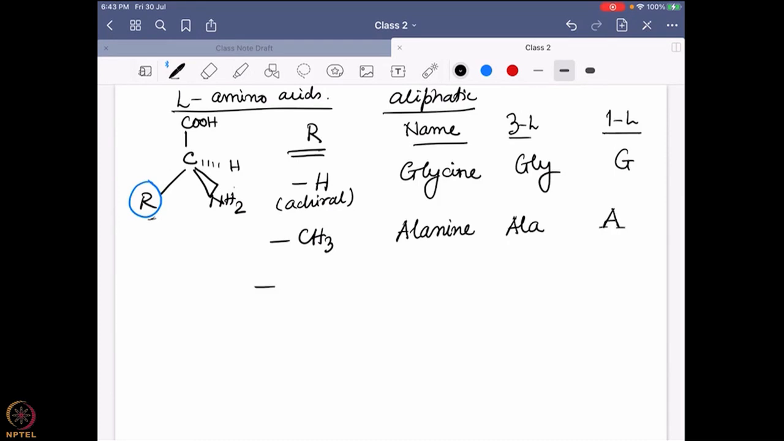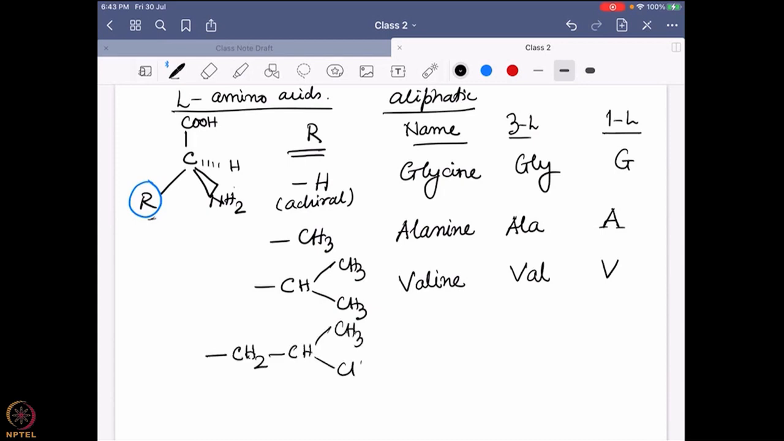The next one comes with an isopropyl. The name of this is valine. Three-letter code VAL, one-letter code V. Then the chain actually extends a bit. An extra CH2 group added over here. This is known as leucine. Three-letter code LEU, one-letter code L.